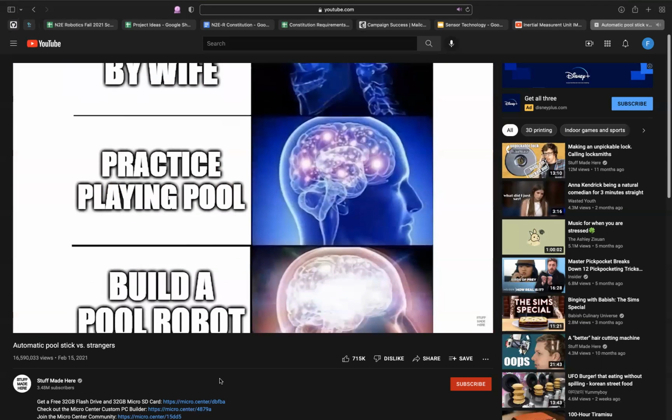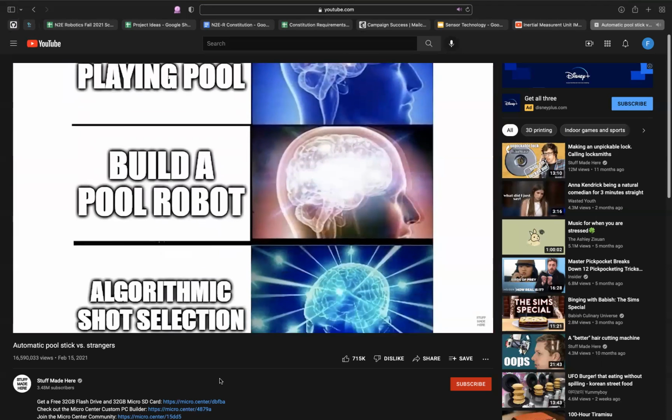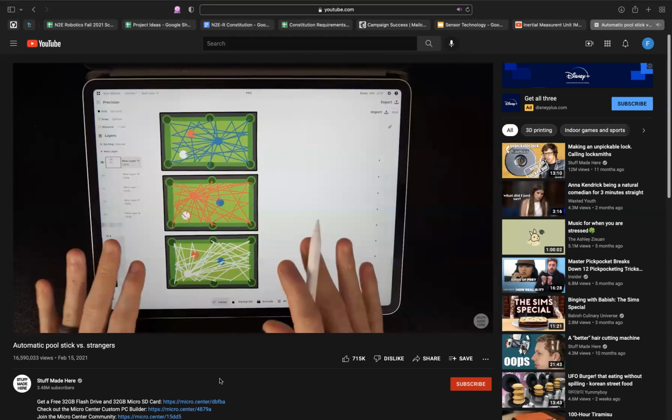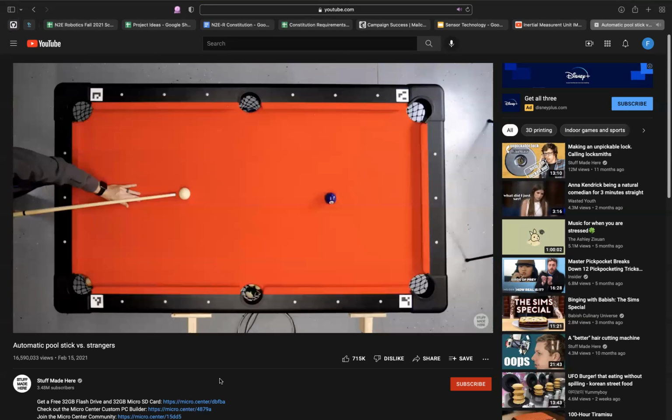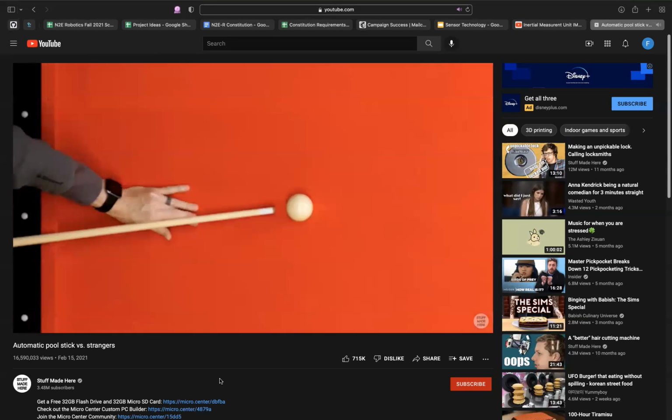Figuring out what shot to take, henceforth referred to as the big brain algorithm, is going to take some explaining, and I'll get to that in a minute. The idea behind the robot is a bit more straightforward. Say I'm trying to make this shot. If I had a robot in the tip of this cue, it could move the tip so that it hits in just the right way so that the ball goes in.